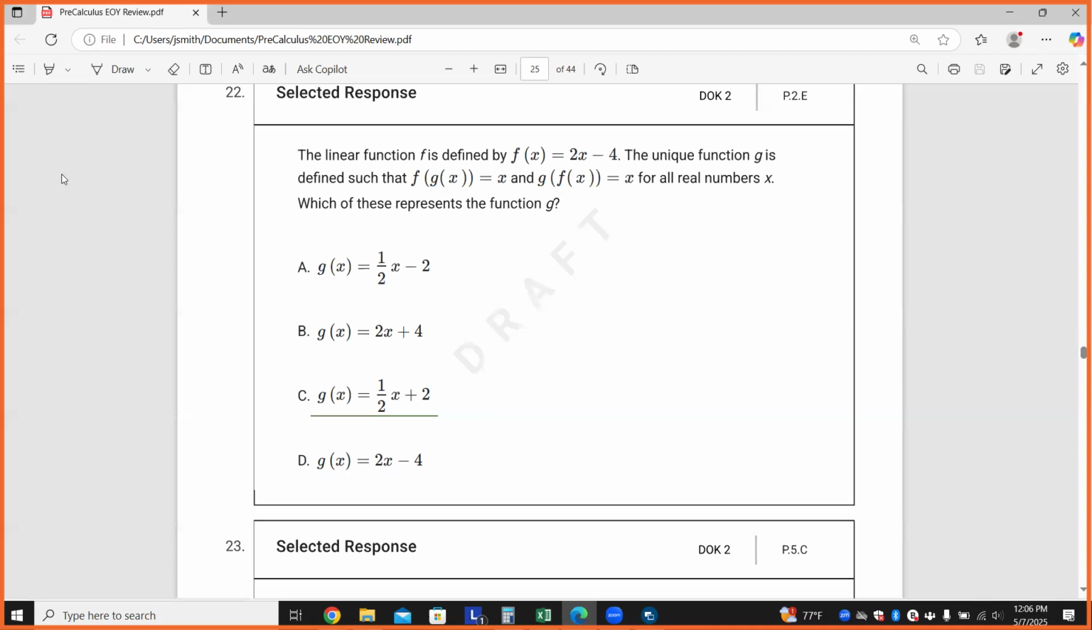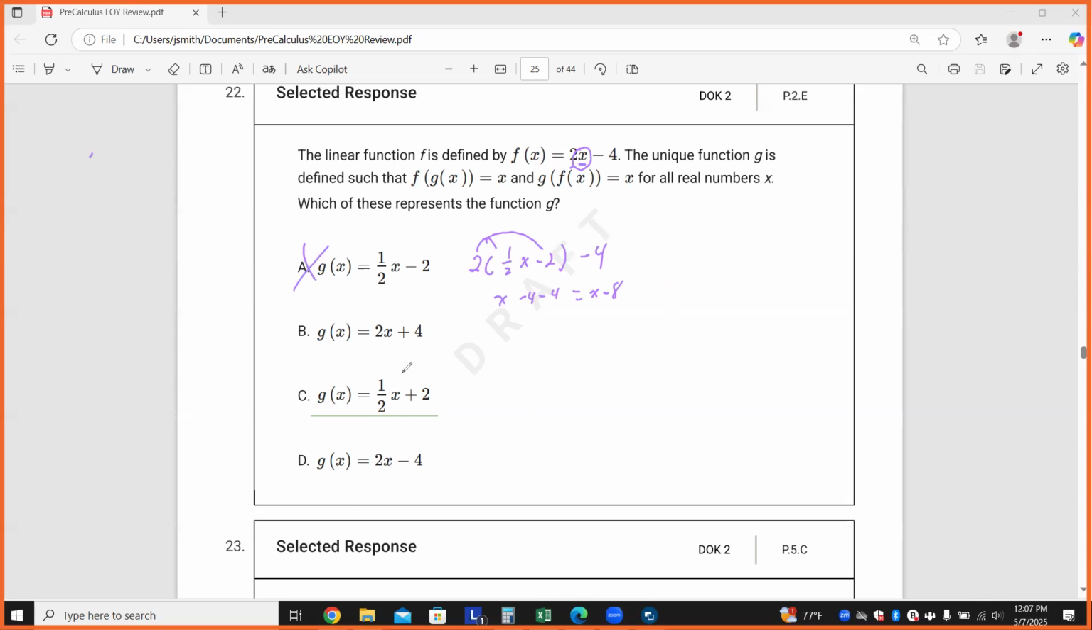So meaning I would come over here and I would say, all right, if I take this and I plug it in for x, that'd be 2 times 1/2 x minus 2, minus 4. I'm going to replace that x with whatever this function is. And then I'm going to see, does that give me x or not? So when I distribute here, what's 2 times 1/2? Just 1. So this is just 1x. 2 times -2 is -4. But then -4 minus 4 gives me what? -8, right? So that didn't give me x, so that would be wrong.